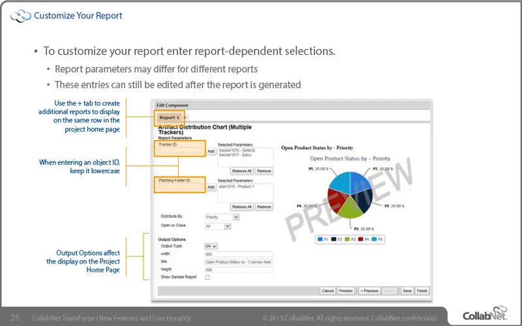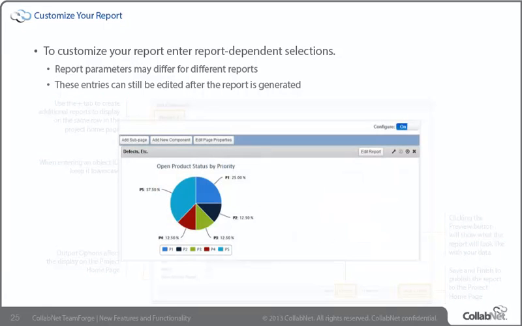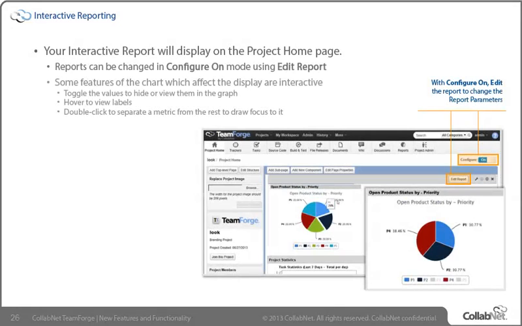Note that when an ID is requested, the entry will be lowercase. You may find it handy to keep notes on what the various tracker IDs are for defects, epics, stories, and so forth. Once you've finished building your report, it will display as a part of the project homepage content. While still in Configuration On mode, you can move the report up and down on the project homepage, edit the report, and so forth.